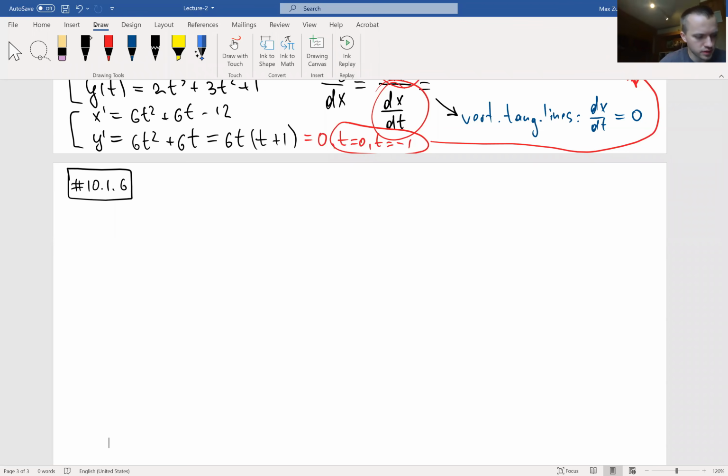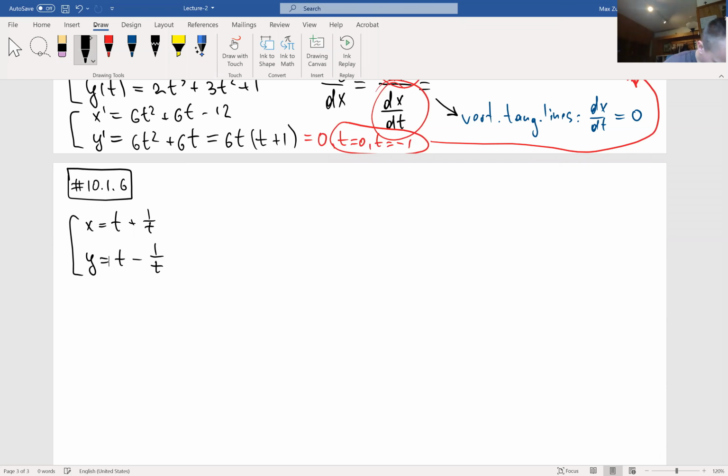So what do we have in this case? We have a parametric equation of the form x is equal to t plus 1 over t, and y is equal to t minus 1 over t. And you can see that for this parametric equation, they didn't mention what are your parameters of t.